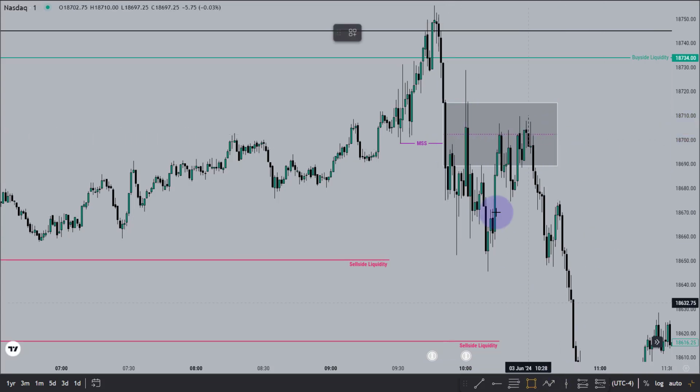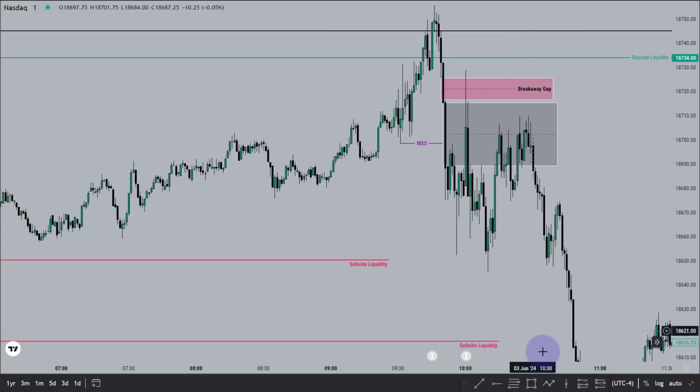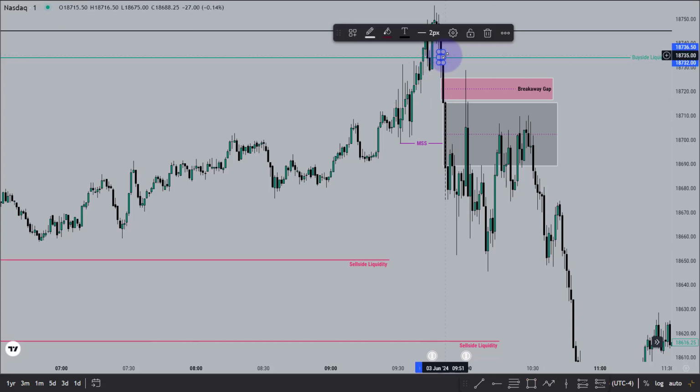Where is your breakaway gap? This is your breakaway gap. I'm going to mark it as a breakaway gap. But brother, there is another fair value gap over here. Why are you not marking this? My same brother asked me this question. Why do I sometimes mark this one and sometimes I don't give that much attention to this fair value gap?